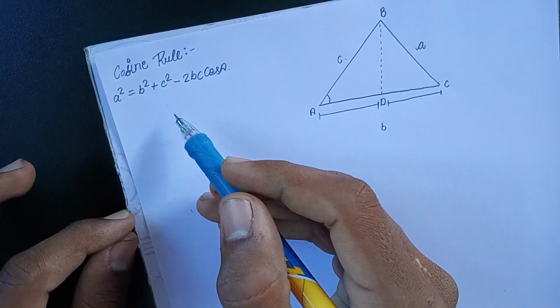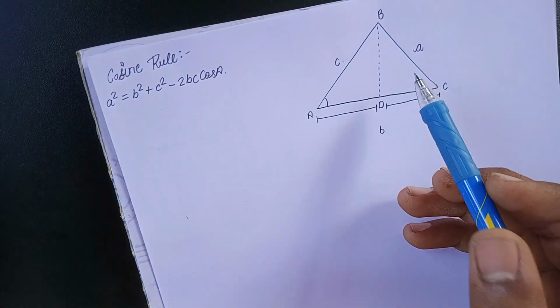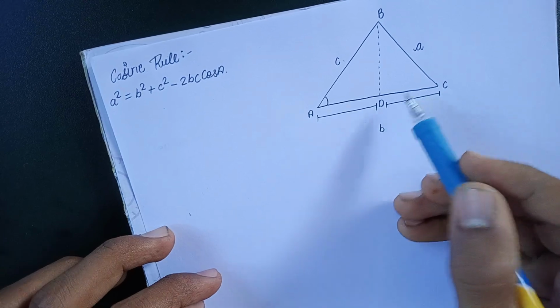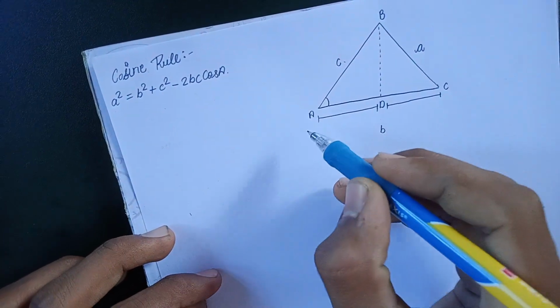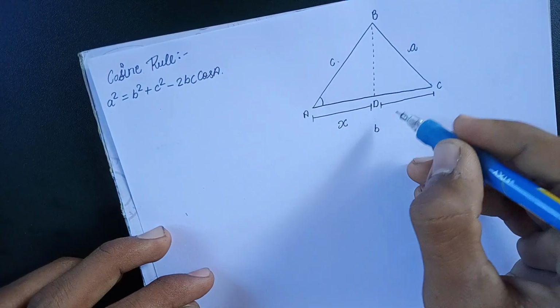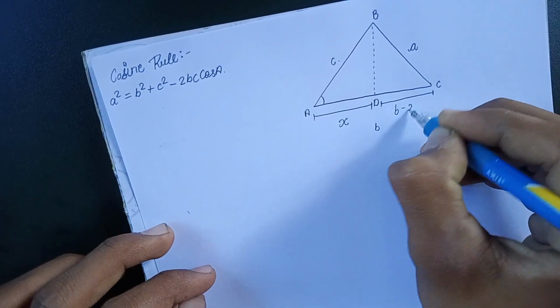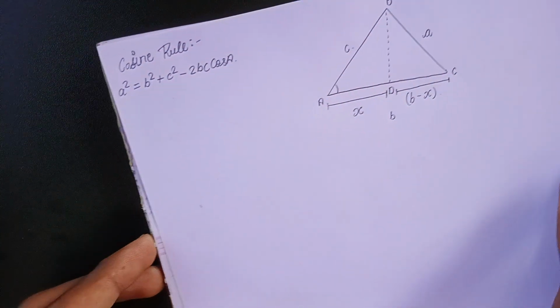To prove this formula, in this triangle we need to construct a perpendicular. This perpendicular is going to be from the vertex B on the side AC. We name this point as D. So if we assume that AD is going to be x, then we can write DC is going to be b minus x. This is basic mathematics, we all know about it.